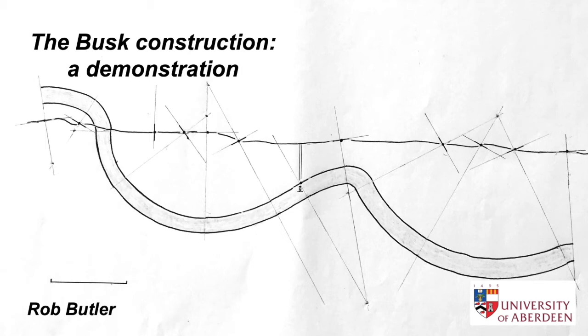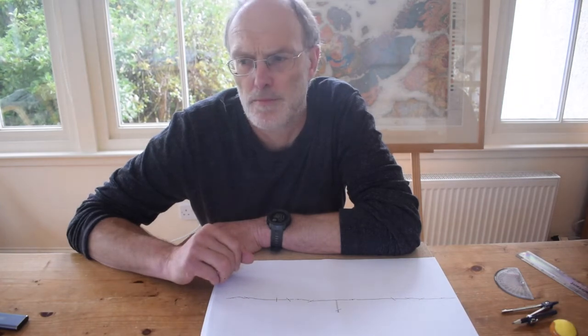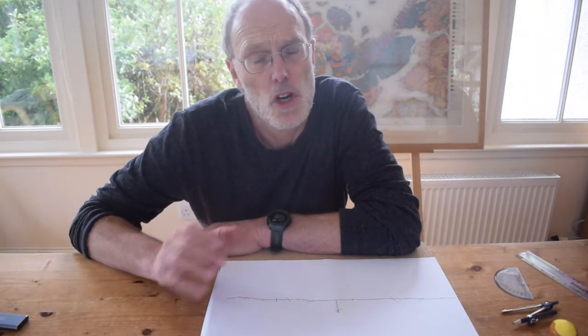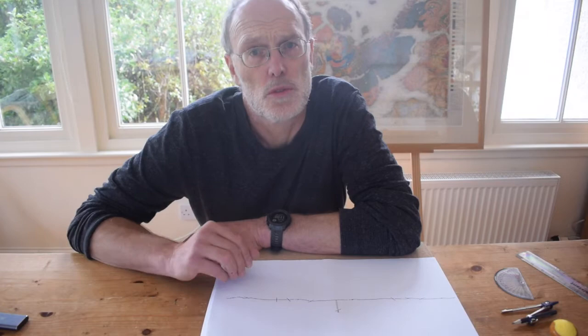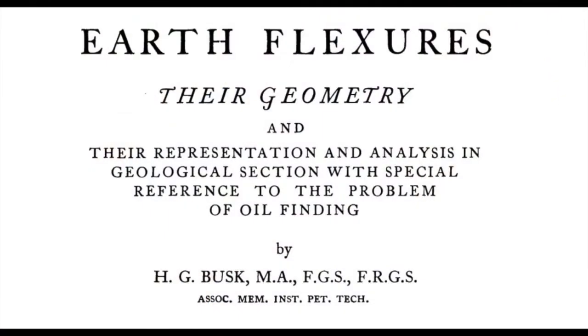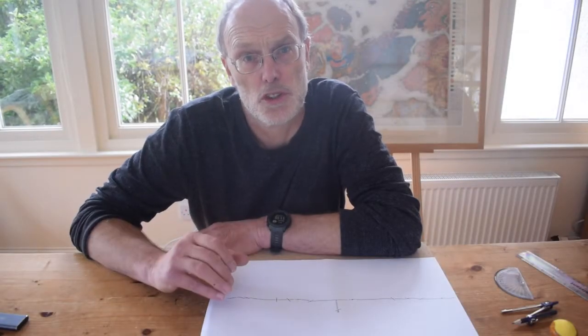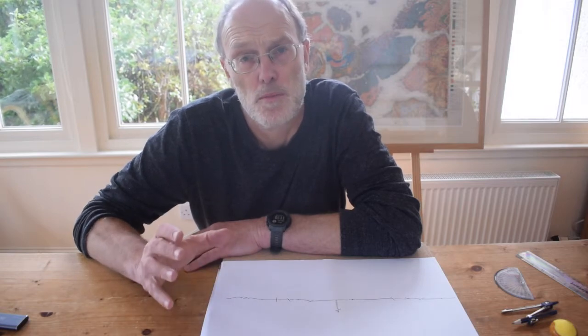There can never be sufficient evidence exposed at the Earth's surface for the certain and mathematically accurate determination of what exists below. With those words, Henry Gould Busk in 1929 opened his book called Earth Flexures. That book lays out the protocols for drawing geological cross-sections with precision.